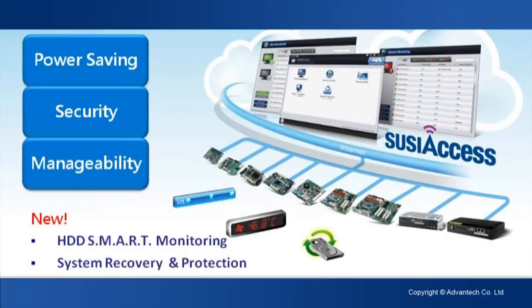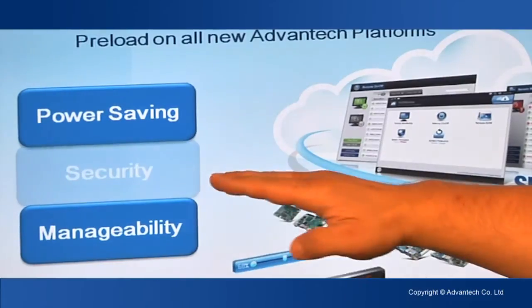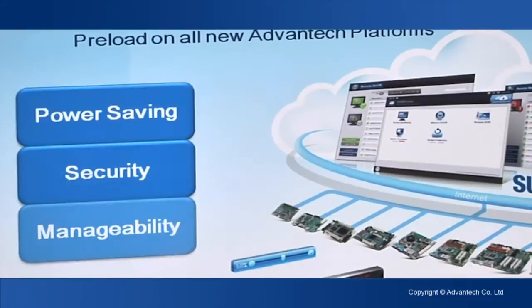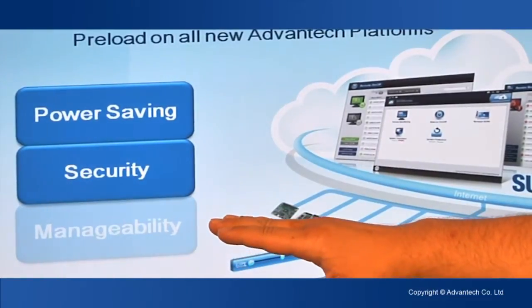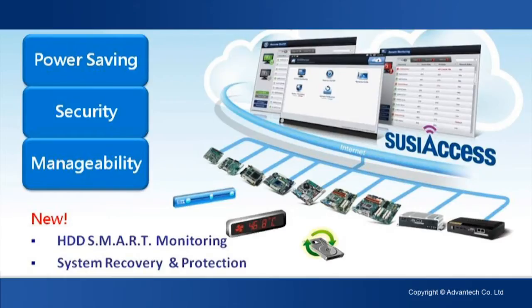So SUSIAccess is offering you three main points. The first point is the power saving point. We have the security point and also the manageability point. All these three points allow you, if you have several devices placed in a big factory or spread all over the country, to control and manage these devices from one remote place.